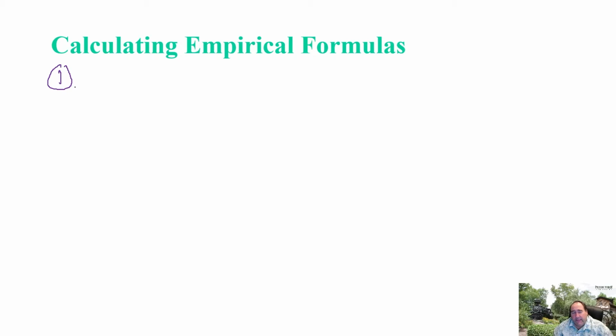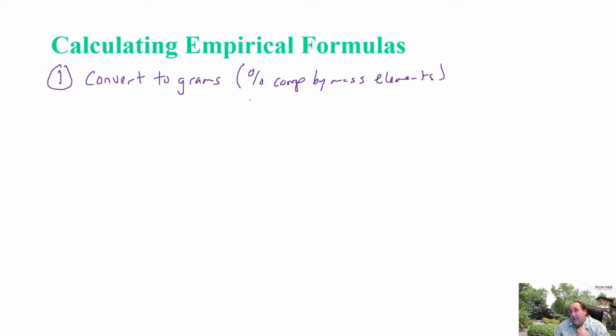So the first thing you want to do is convert to grams first. We'll get to moles in a second. What I mean by that is you're oftentimes given the percent composition by mass of the elements. What we were just calculating a second ago. In these types of problems you're very often told it's made up of 32% carbon, 50% hydrogen, whatever it may be, 20% oxygen.